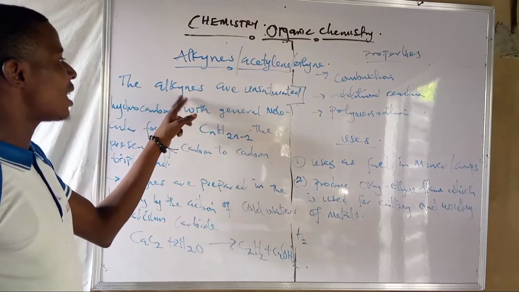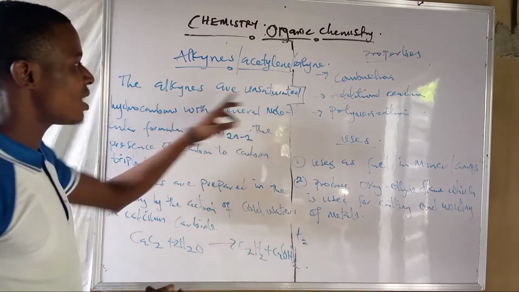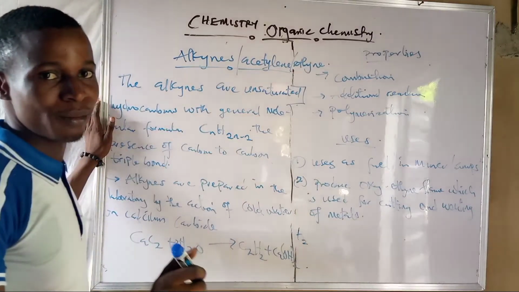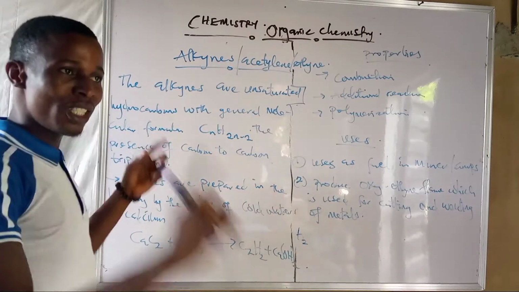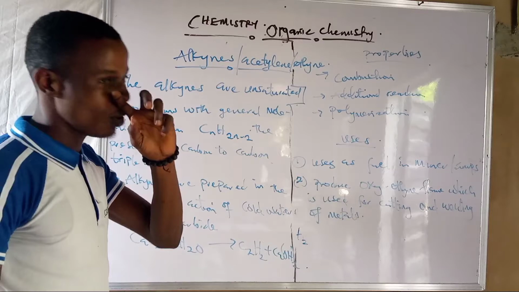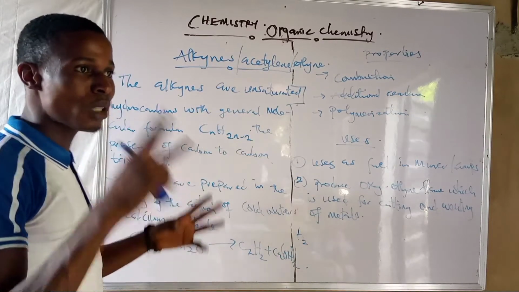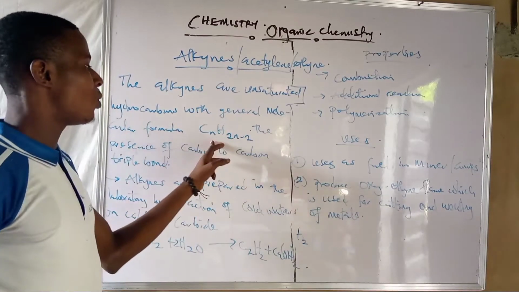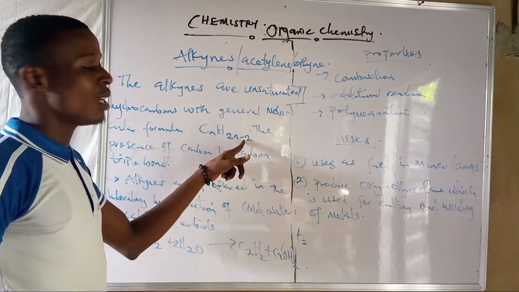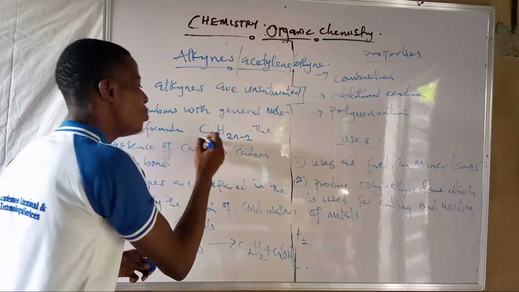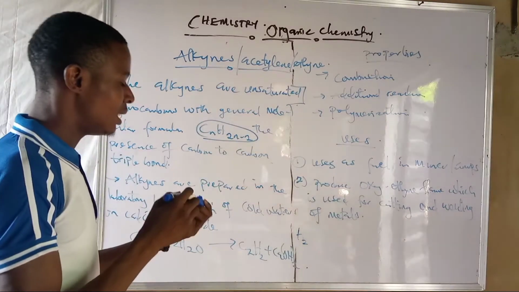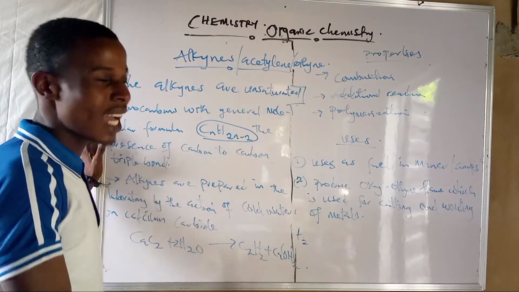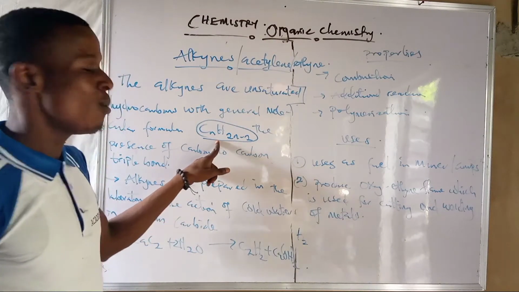The alkynes are unsaturated. I've explained the meaning of unsaturated: having a double bond or triple bond. When it has only single bonds, it is called saturated. But whenever it has a double or triple bond, it is called an unsaturated hydrocarbon, with the general molecular formula CnH2n-2. Ethyne, propyne, butyne, pentyne, octyne, nonyne, all have the same general molecular formula.